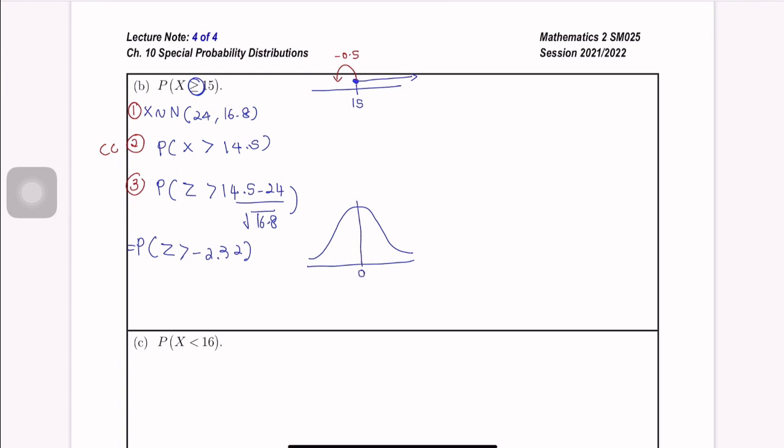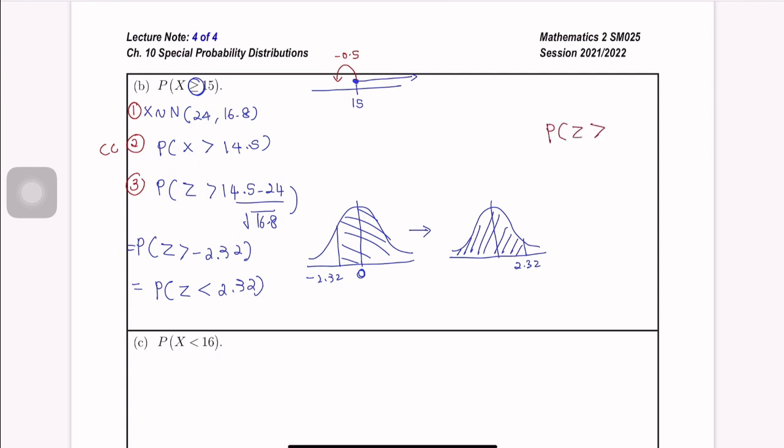So this one is 0. Remember, this one is 0. So negative 2.32 greater than, so this is our area. So change it to positive because we only have positive values in the normal table. So negative 2.32 becomes positive 2.32, and this one is the area. So that means z greater than negative 2.32 is equal to probability z less than 2.32. But then remember, the table only gives probability z greater than. So this is from the normal table.